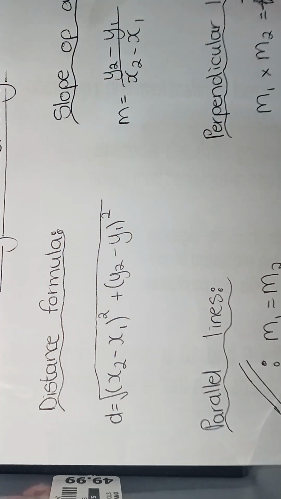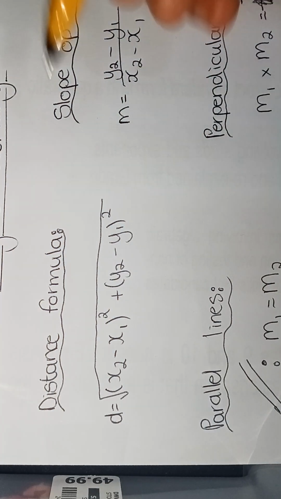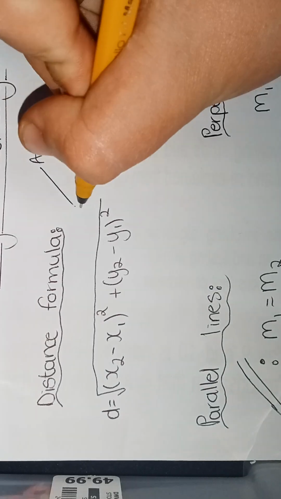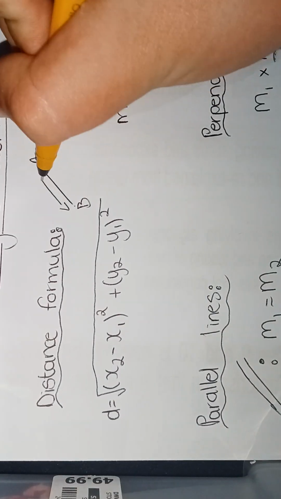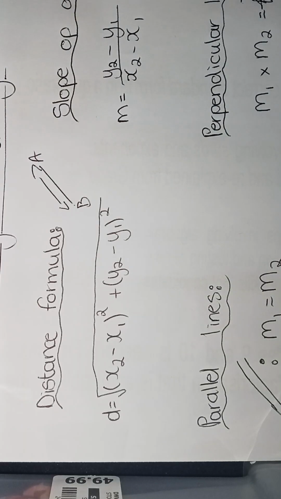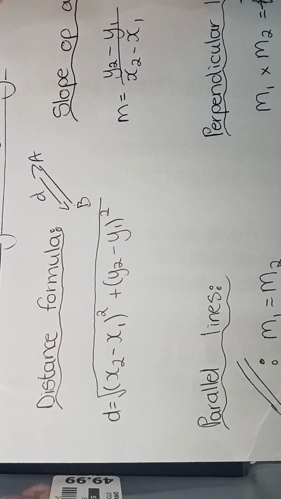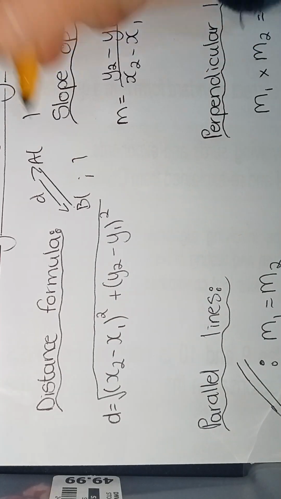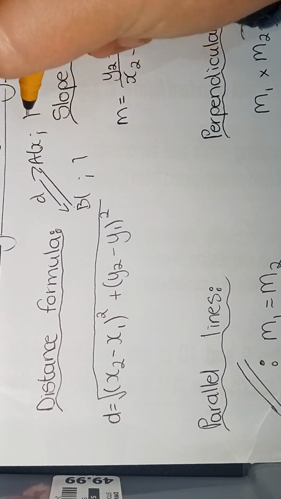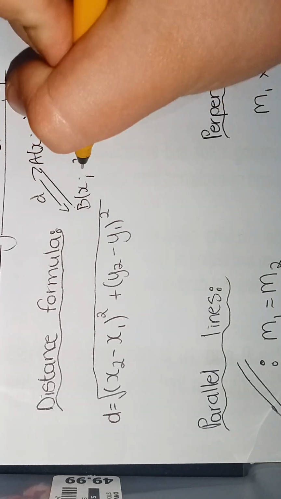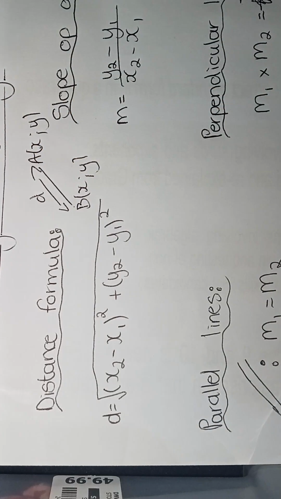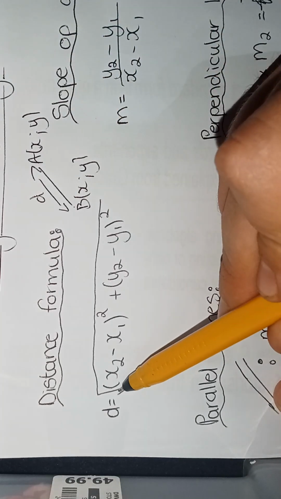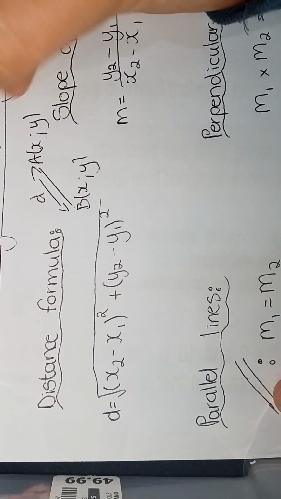First, we have the distance formula. That is the formula that you would use to, say, find the distance between point A and point B. Okay, now remember that analytical geometry uses coordinates. And each coordinate has an X and a Y value.